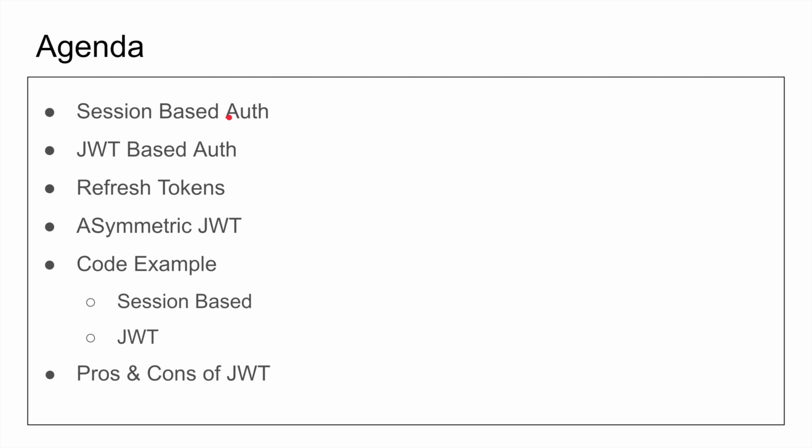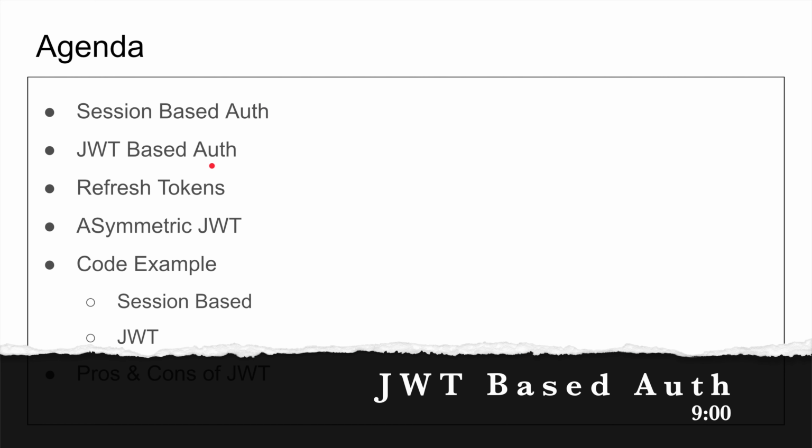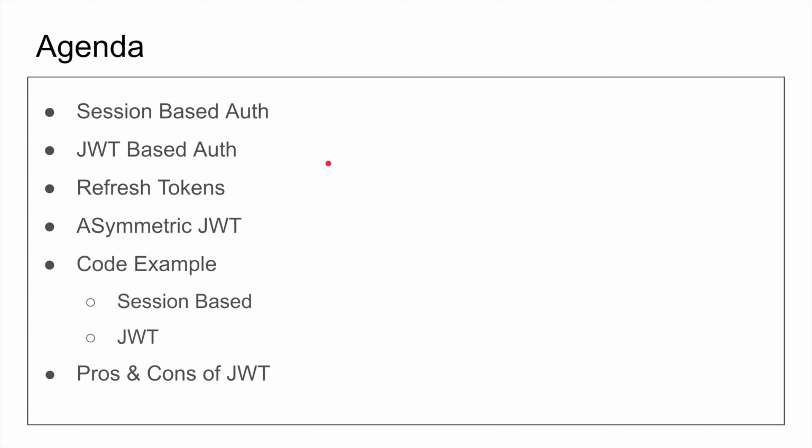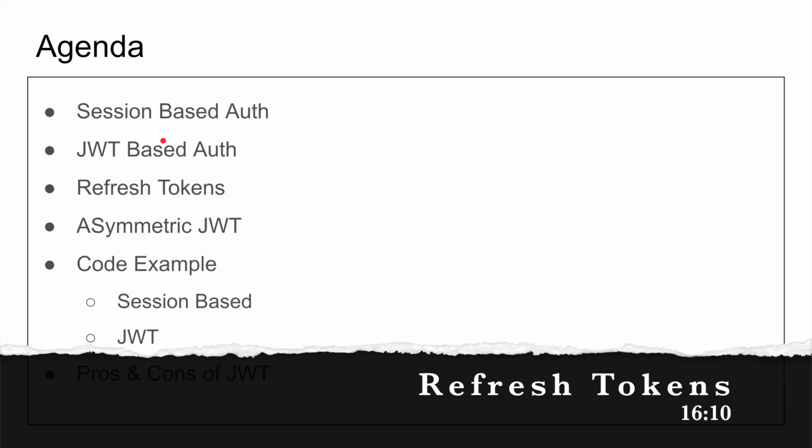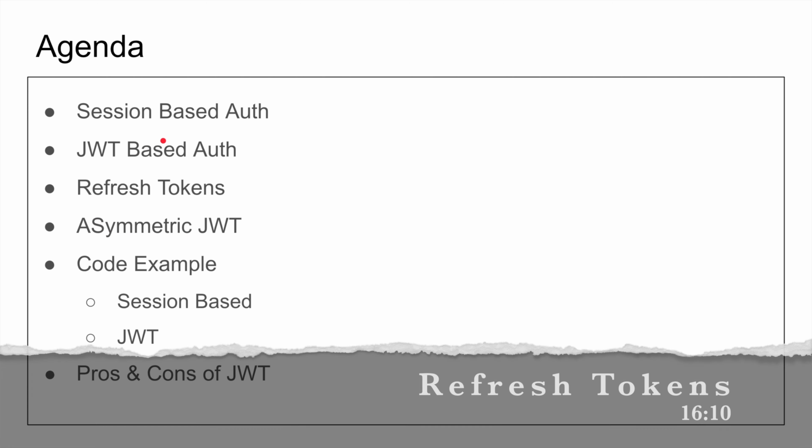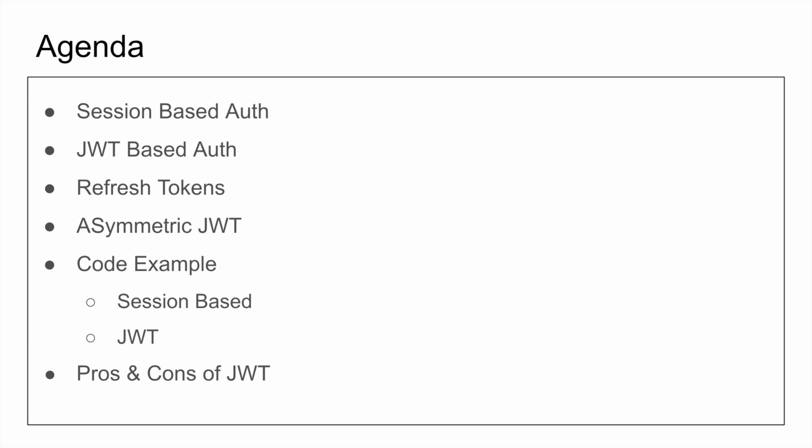And the second thing we're going to discuss is JWT-based authentication, what it is, some examples, and how does it really work. And then we're going to talk about refresh token, a workaround in my opinion to solve some flaw in JWT. Some people won't like that, but that's the truth, right?